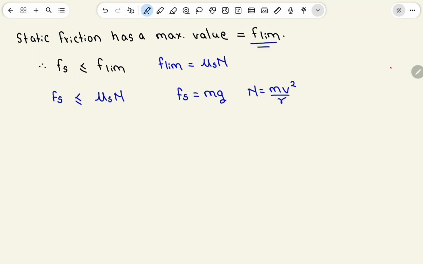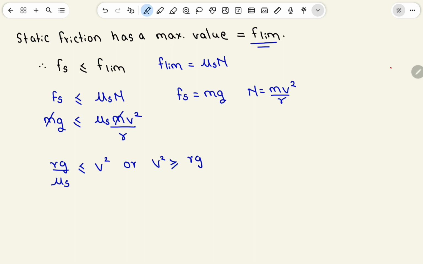Now we just saw that Fs is equal to mg and N is equal to mv square by r. We substitute these two values in the equation on the left hand side, and we get mg less than or equal to μs into mv square by r. We cancel out m and we get rg upon μs is less than or equal to v square, or v square is greater than or equal to rg upon μs. So from this we get v must be greater than or equal to under root rg upon μs. So finally we get the value of minimum speed as v minimum is equal to under root rg by μs.